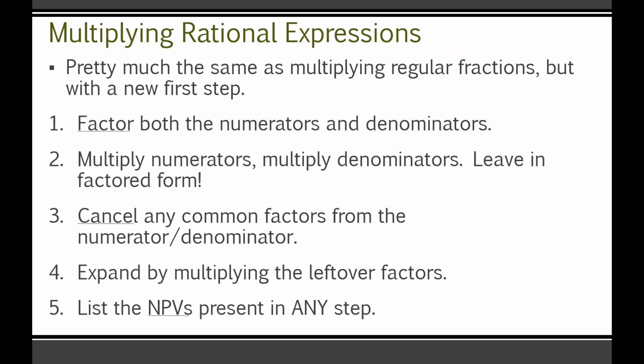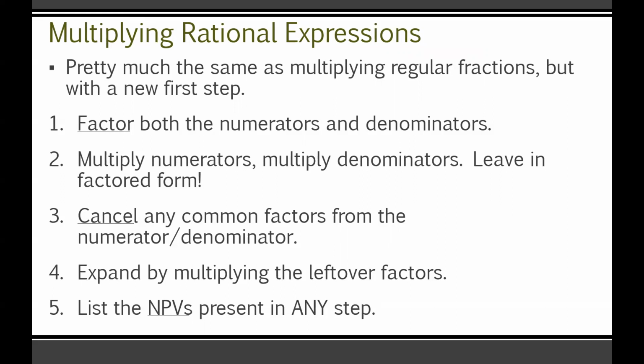Here's the first step, though. Factor both the numerators and denominators. Big surprise, right? When we're dealing with rational expressions, like a polynomial over a polynomial, you always have to factor it. You can't start by doing anything other than factoring. I mean, you could, but it's going to make your life a lot more miserable. Just factor the whole thing, both the top and the bottom first.